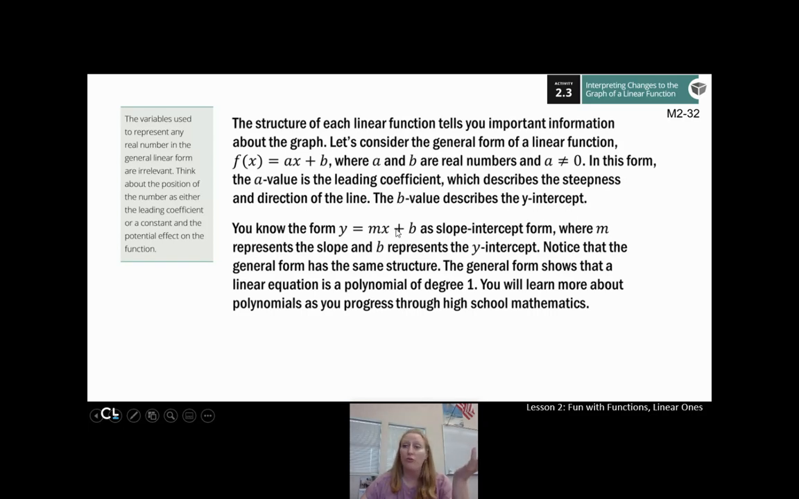And you know this all from slope-intercept form, right? y equals mx plus b. You know slope-intercept form. m is your slope, but it's also your leading coefficient. It's also your a value. It's also telling you the steepness of your line. And of course, b represents the y-intercept. You know this. Notice that the general form has the same structure as your slope-intercept form. You've probably already noticed that. The general form is just showing a linear equation, which is a polynomial of degree 1.